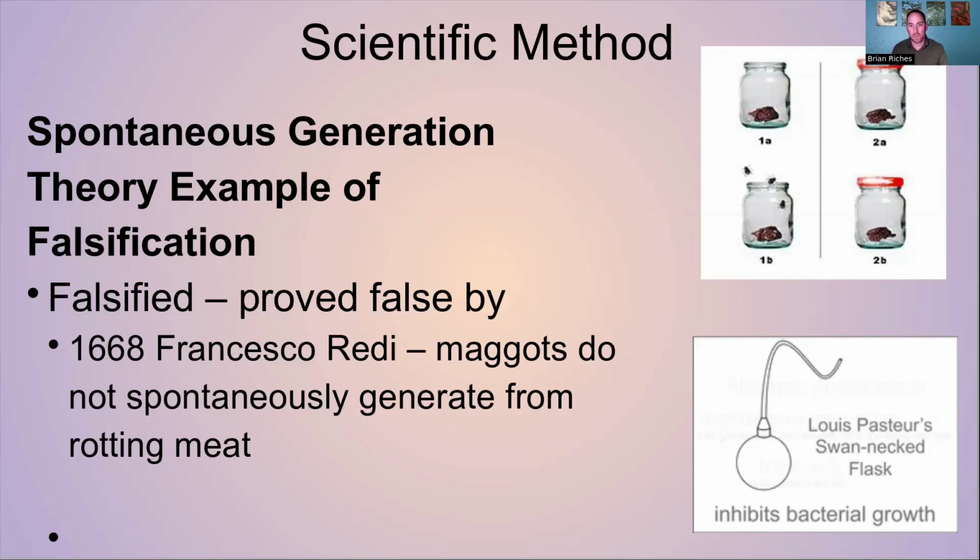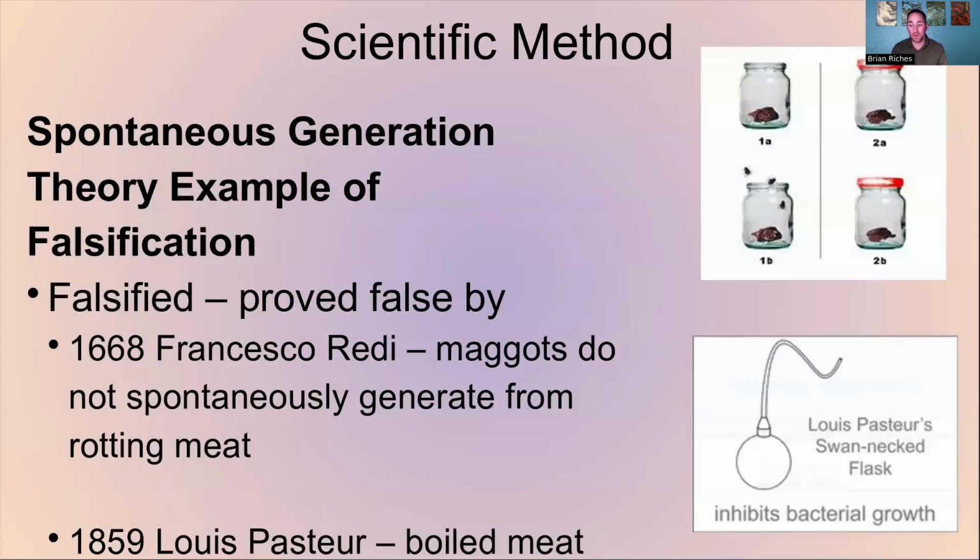But it wasn't until many years later, about 200 years, in 1859, that Louis Pasteur boiled some meat broth and did basically the same experiment. He had some in swan neck flasks, some in sealed flasks, and some in open containers, and said, well, if spontaneous generation is real, all of these containers will get that weird film on it. So you might recognize the name Pasteur for pasteurizing.